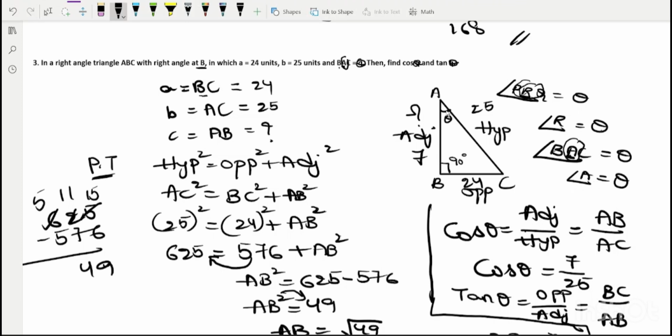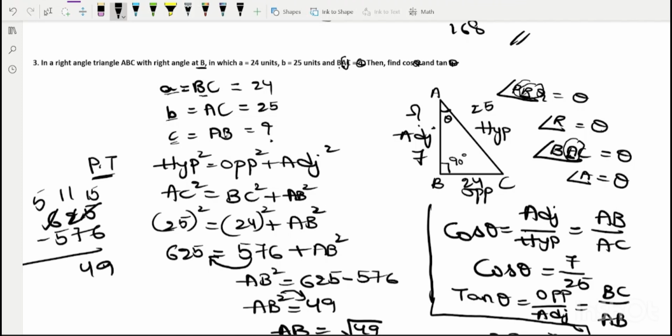So we have taken angle A as theta, and the side opposite to it is considered the opposite, and the other one the adjacent side. He has mentioned small a, small b, and small c. For small a, the remaining two letters are B and C. You can remember it like this: when small a is mentioned, we take BC. So a equals BC equals 24, and small b, AC, equals 25.